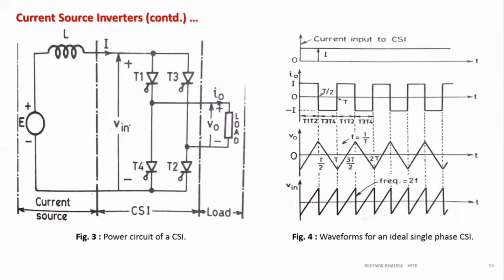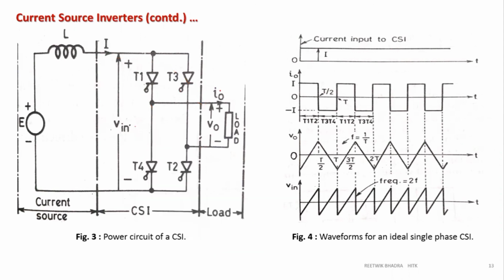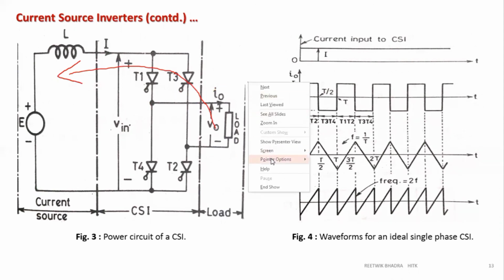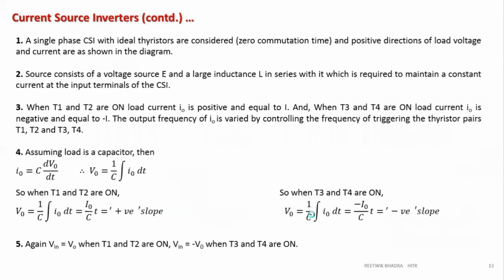Oh, I remember that if the average value of this V in is positive, that means my power flow is from this source to load. If this average value is negative, then power flow is from load to source. That means you are getting regenerative braking, right? So you are operating the motor in generating mode, because that will generate some power and give it to the supply. So please take care of this. What will be the average value of this V in? That was the point I missed out.